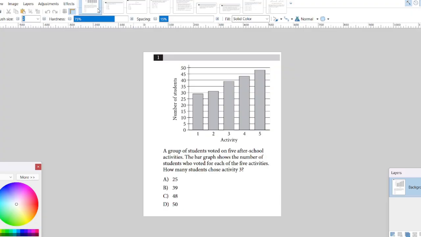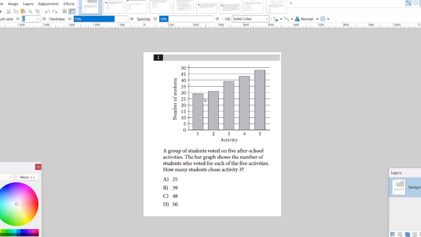All right, so let's take a look at these questions here. This one here, so this is number 1, gives a chart here. A group of students voted on 5 after-school activities. The bar graph shows the number of students who voted for each of the 5 activities. How many students chose activity 3?